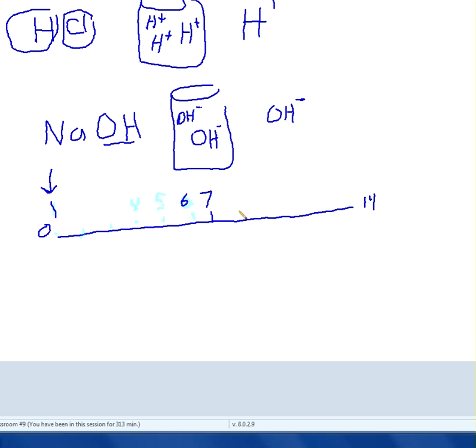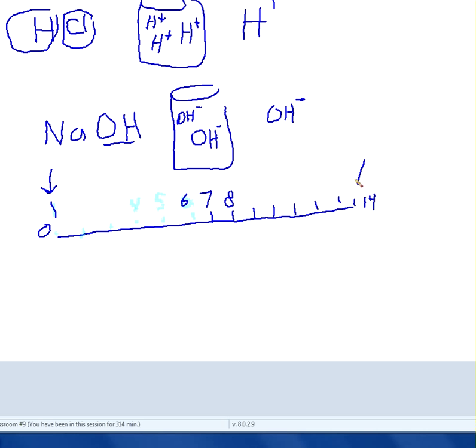If I have an 8, 9, 10, 11, 12, 13, and there's that 14 at the very end. Because this is neutral, if I just get a little bit of base, then I'll come out being about an 8. So that's a weak base. I'm going the opposite direction. I have some of those OHs in there. By the time I get down here, I have a lot, okay, of 14. That's a very strong base. That means that the chemical I put into water dissociated a lot, and I have a lot of OH minuses, okay?